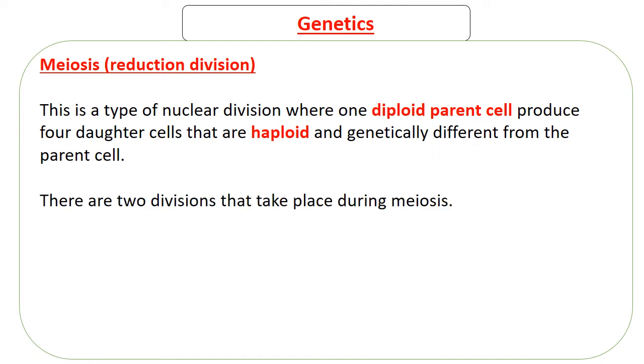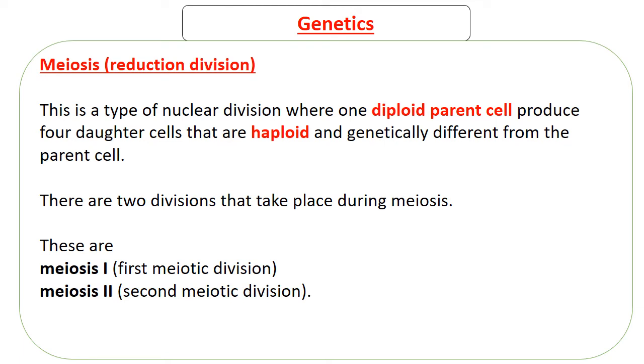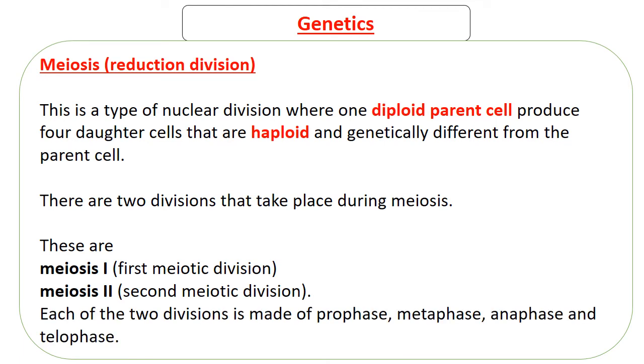There are 2 divisions that take place during meiosis, so meiosis is a little bit longer as compared to mitosis. It has 2 main stages, and each stage is made of the 4 stages that we have discussed from mitosis. The 2 big stages of meiosis are meiosis 1, which is also called first meiotic division, and meiosis 2, which is called second meiotic division. Each of these stages is made up of the prophase, the metaphase, the anaphase, and the telophase.